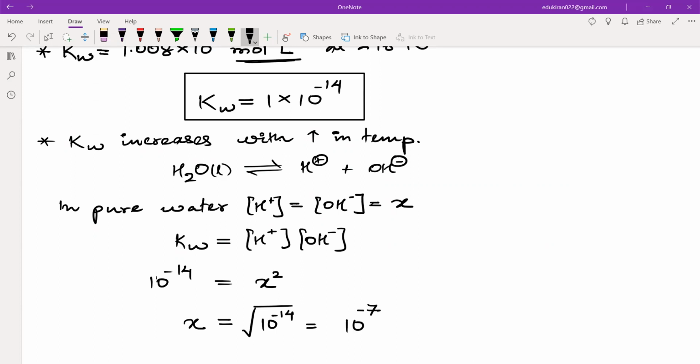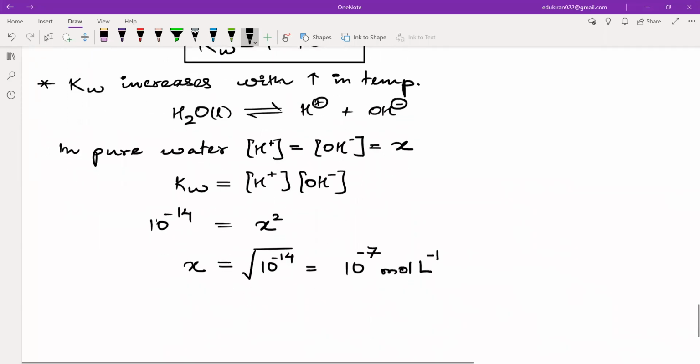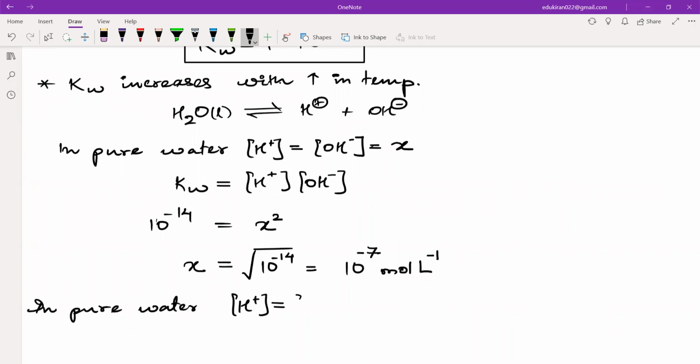Now, we all know the units are mole square and liter square. So the root of mole square will be mole, and the root of liter inverse square will be liter inverse, right? This is X. What does this mean? That means in pure water, the concentration of H plus is equal to the concentration of OH negative, which is equal to 10 to the power minus 7 moles per liter. Write this down. Let me know if you're done.